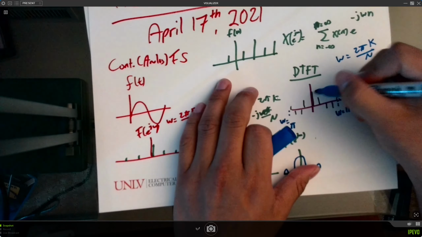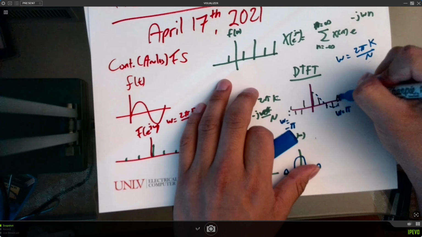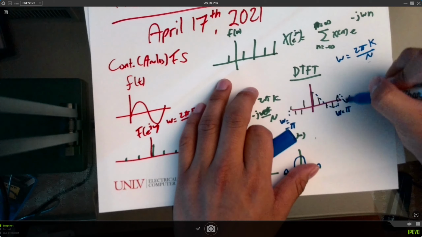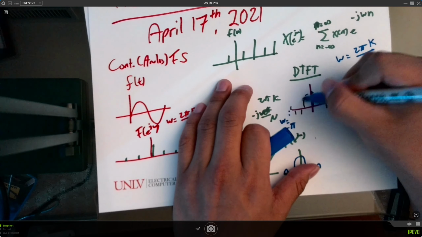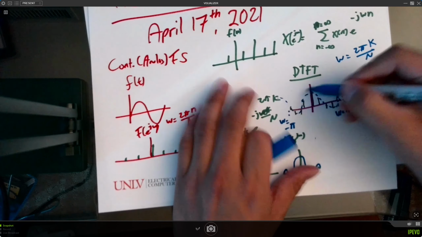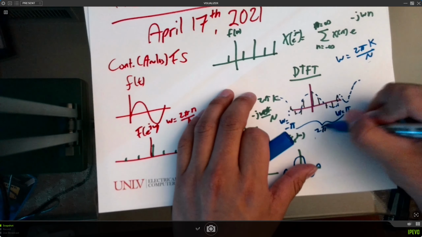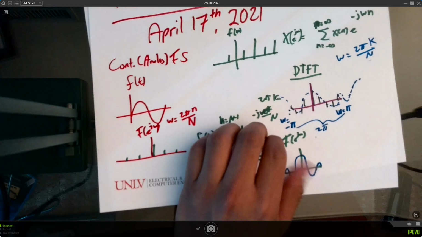And then this series repeats, and it comes back like this, and we can see this type of periodicity. It just repeats every 2 pi interval.